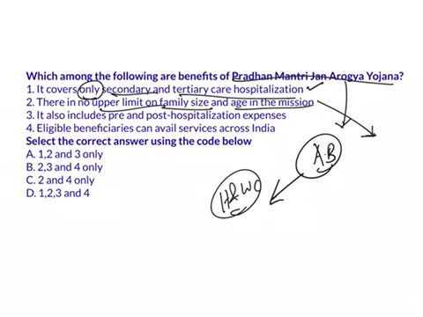This is done in order to make sure that nobody in the family is left out from the benefits of this scheme. The next one is, it also includes pre and post hospitalization expenses. Yes, eligible beneficiaries can avail services across India. This statement is also correct. So as all the four are correct, the answer here is D.